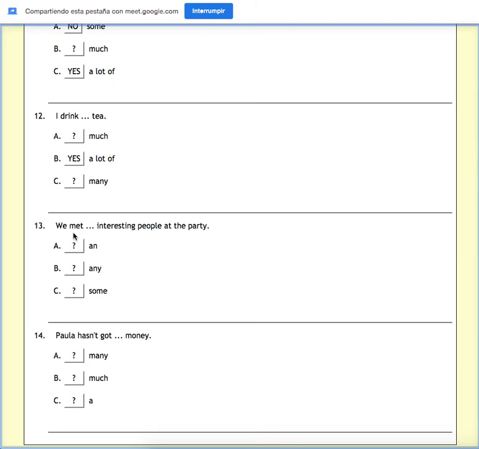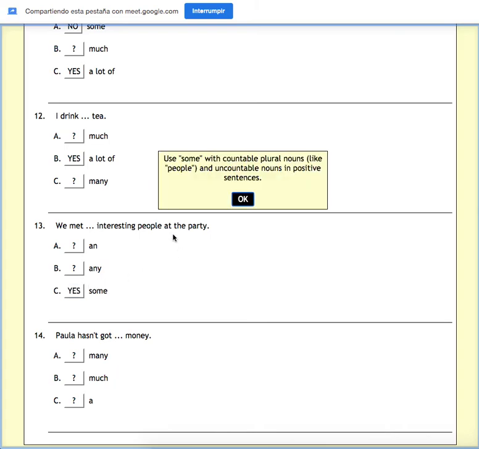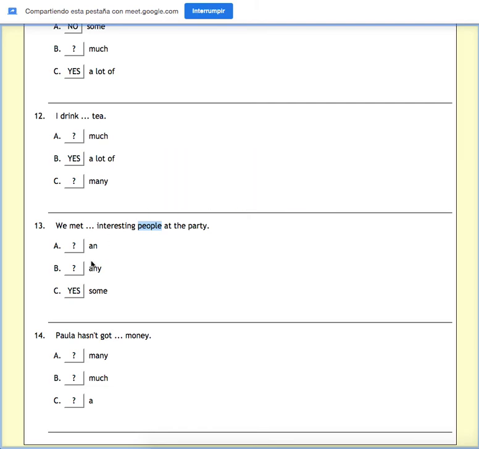No estoy segura, pero. Some. We met some interesting people at the party. Very good. ¿Por qué no es an? We met an interesting people no puede ser an porque people está en plural, así que no puedes usar an. Any, no porque no tienes nada negativo antes, o sea que no te está implicando en negación. Y some, pues porque sí, conociste a algunas personas.